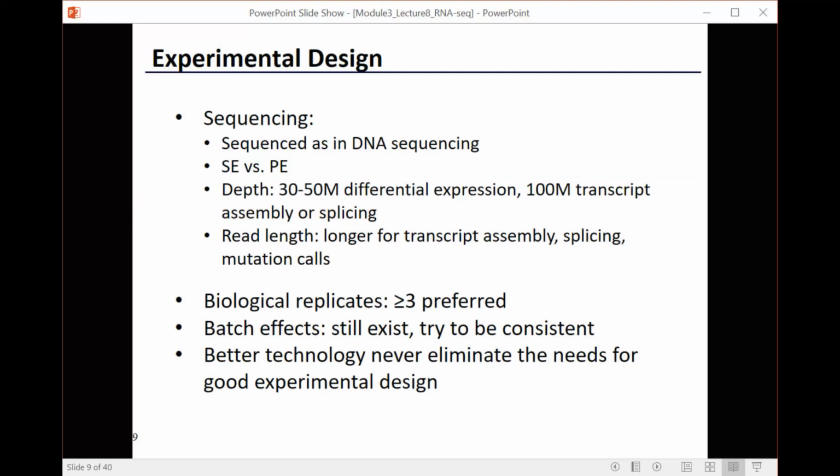For replicates, even though with next generation sequencing you can get rid of the technical replicates, you still need biological replicates, and the more the better, at least 3 for publication. Batch effect still exists. Still try to be consistent and process all the samples at the same time in the same lane if possible. Please remember, better technology never eliminates the need for good experimental design.